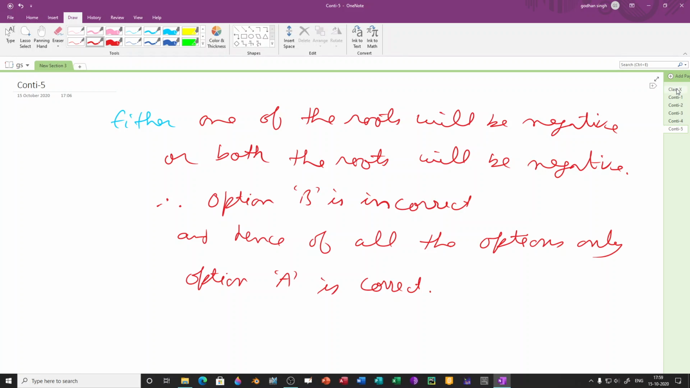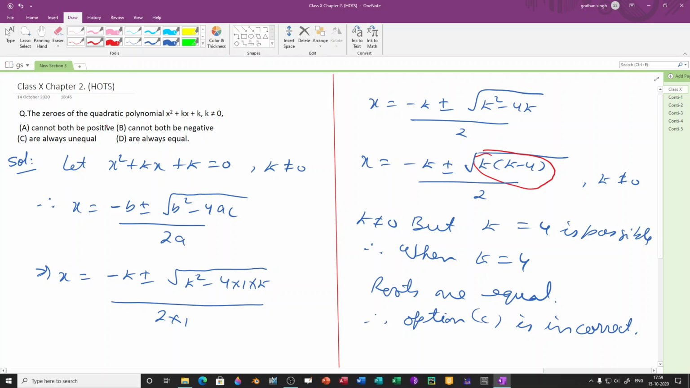So this question can be rewritten also. Suppose they write the same question, instead of this one they can write here, can both be negative, and here they can write can both be positive. In that case option B will be correct, because it may be possible that both of the roots are negative. Can be negative means not every time it is. There is a possibility of both the roots being negative, but not always. Sometimes it is possible. At no time is it possible that both the roots are positive.